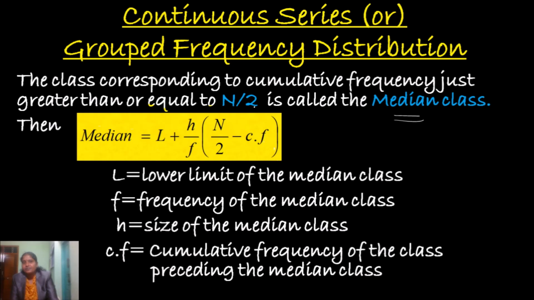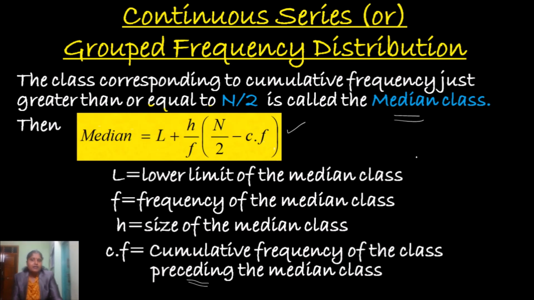median class. After finding the median class, we make use of the formula: median is equal to L plus h by f into (n by 2 minus CF). Here L represents the lower limit of the median class, f represents the frequency of the median class, h represents the size of the median class, and CF is the cumulative frequency of the class preceding the median class.